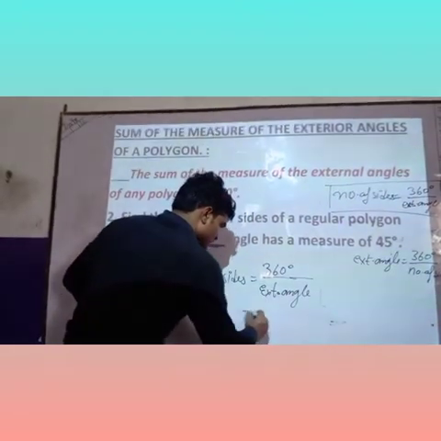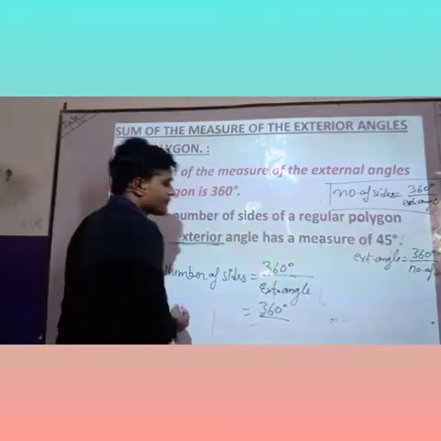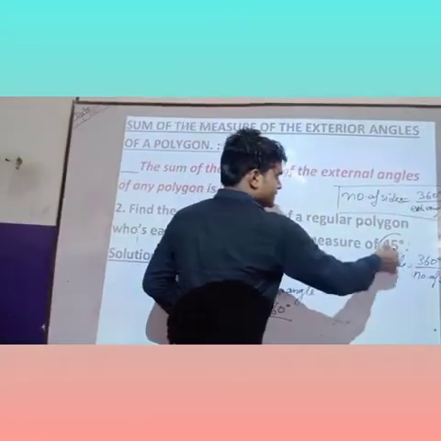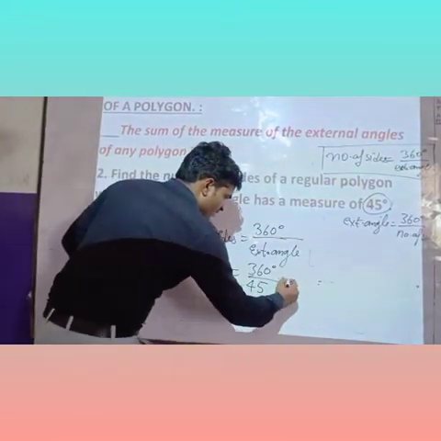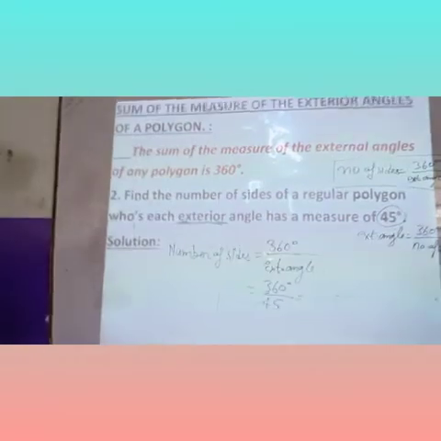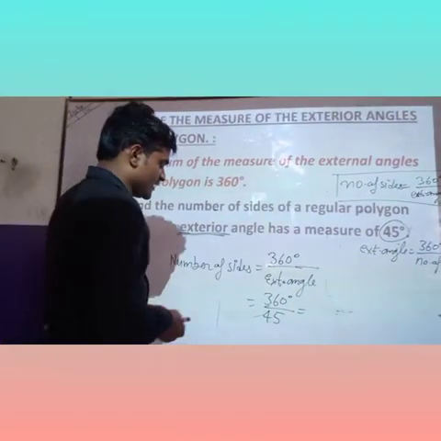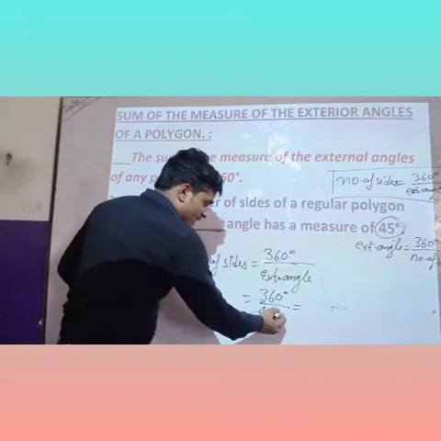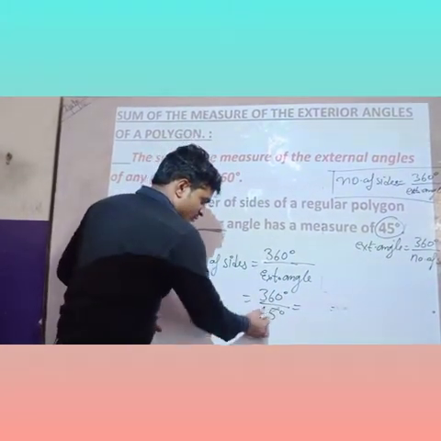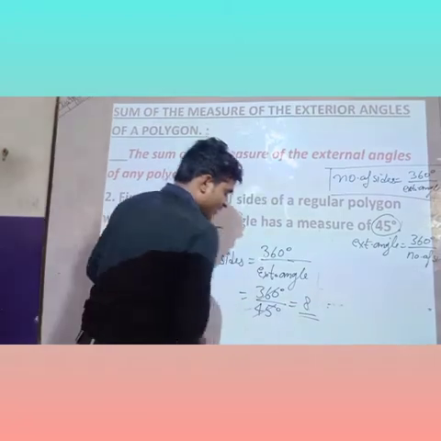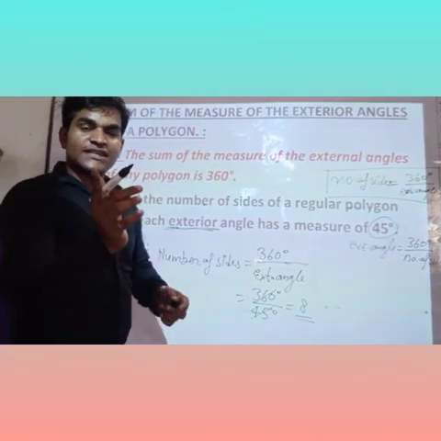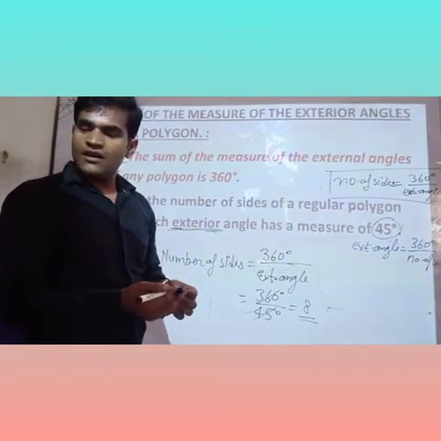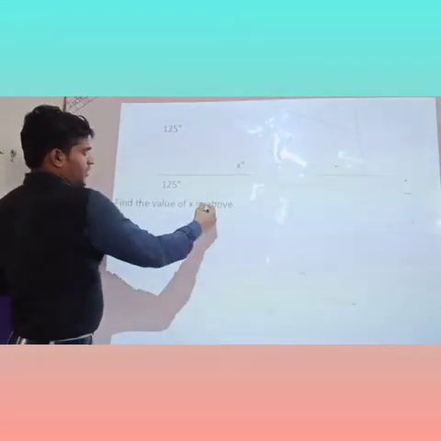exterior angle. So 360 degrees divided by the exterior angle, which is given as 45. When we divide 360 degrees by 45 degrees, the degrees cancel, and we get 8. So we get an 8-sided polygon, that is an octagon.